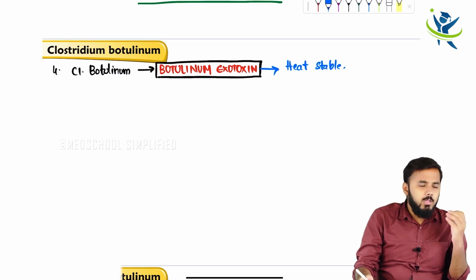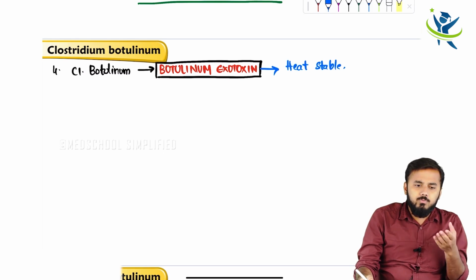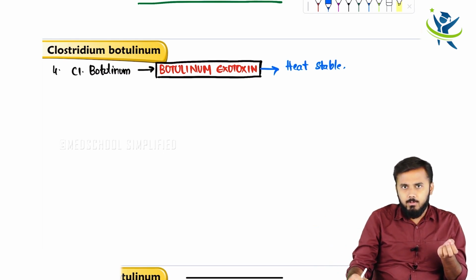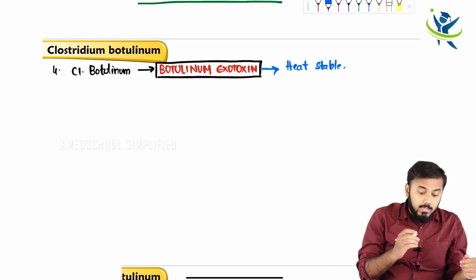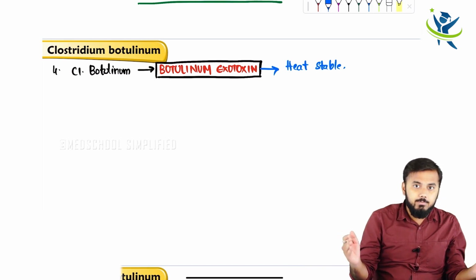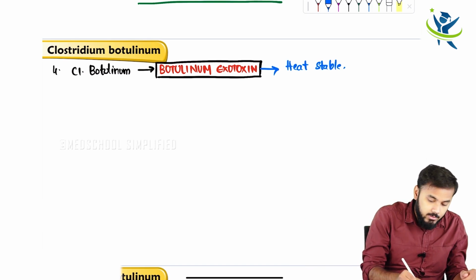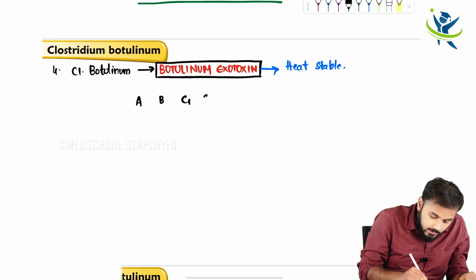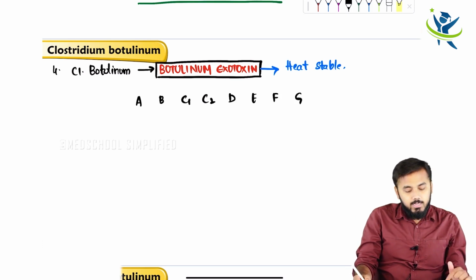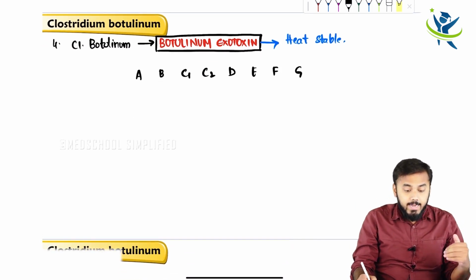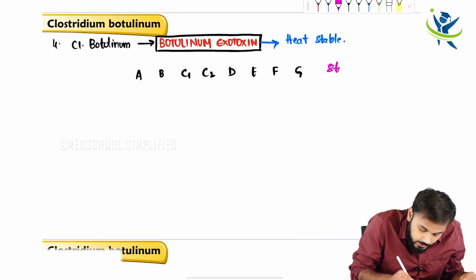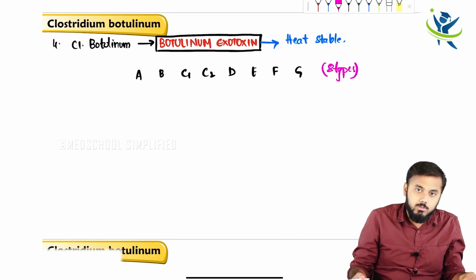Because as far as I know, Clostridium botulinum releases a toxin called botulinum exotoxin, which is responsible for causing food poisoning. But the thing which you really need to know is that botulinum exotoxins are 8 types. What are these 8 types? A, B, C1, C2, D, E, F, G. I don't think it will be difficult for you to remember. So these are 8 different types of botulinum exotoxins.